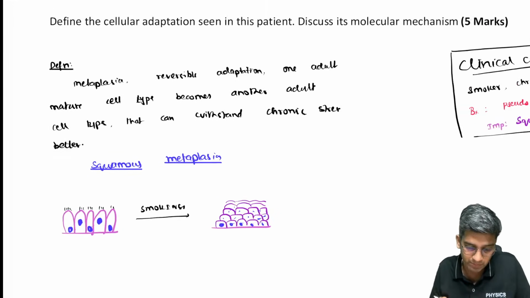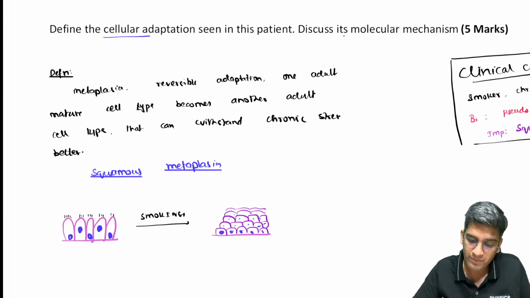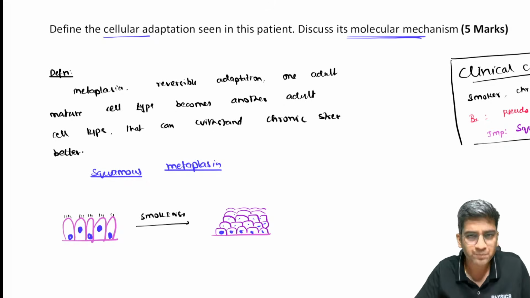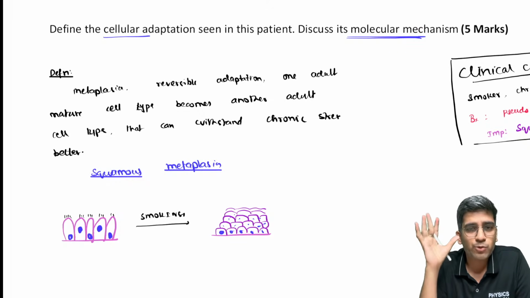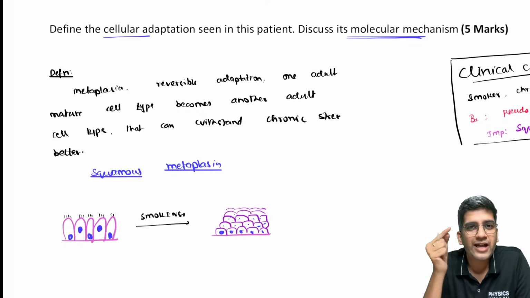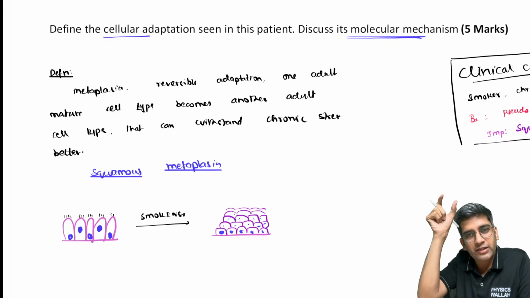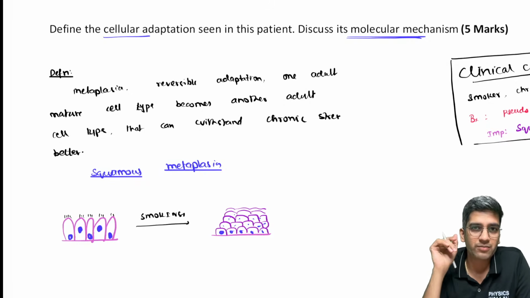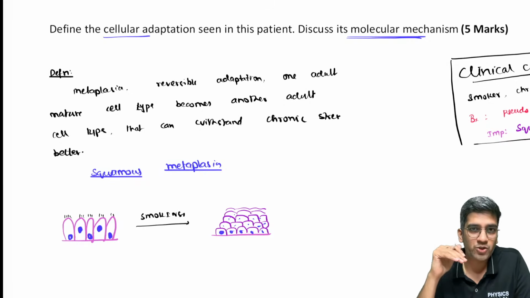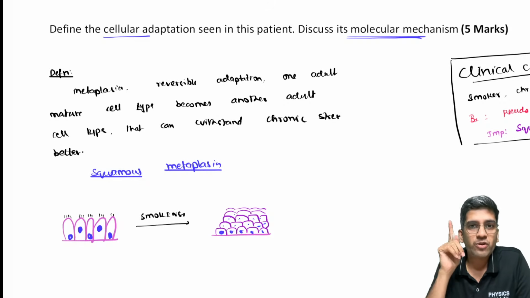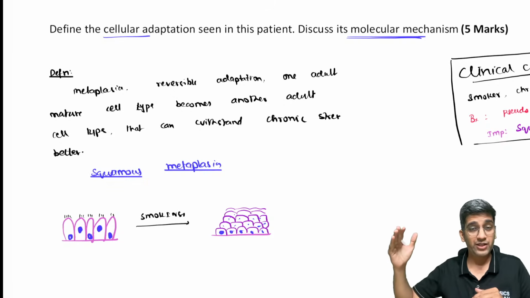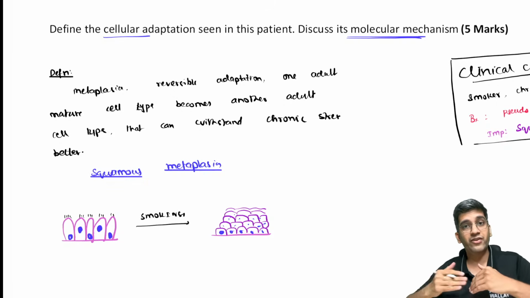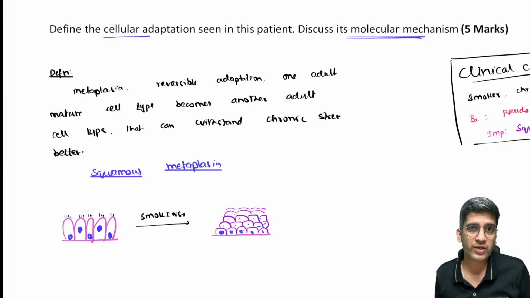So the question was simple: define the cell adaptation and also discuss the molecular mechanism. We know for a fact it's simple stem cell programming, but that's just a word. I need to define something so that it makes sense as a molecular mechanism. This is where your knowledge comes into play. When you write a question on metaplasia, don't think only from the general pathology metaplasia alone. We have read metaplasia, we have read dysplasia, we have read neoplasia, we have read almost everything required in pathology.